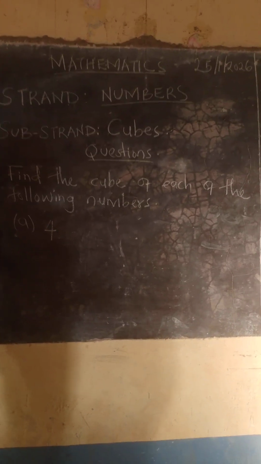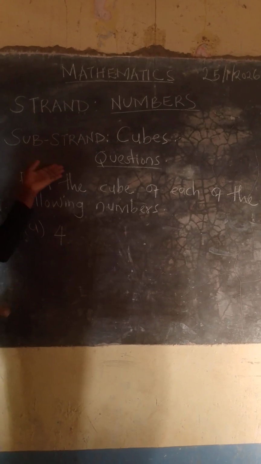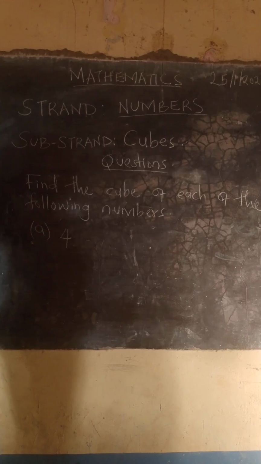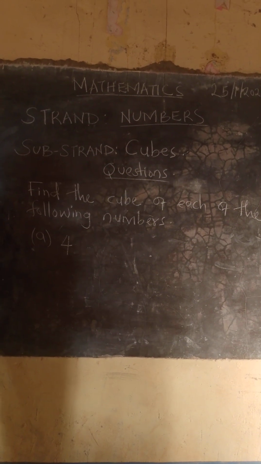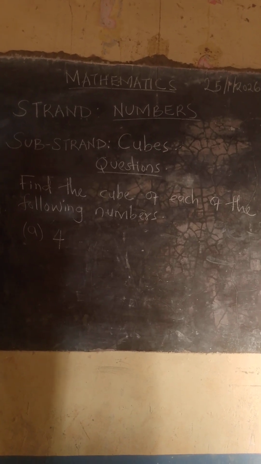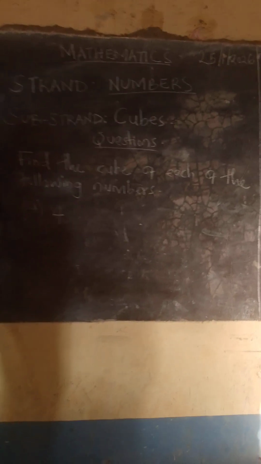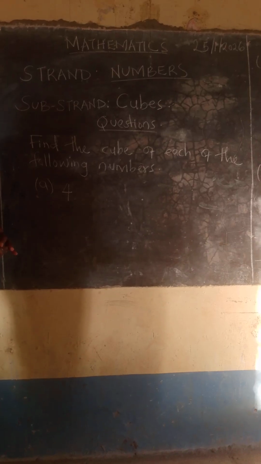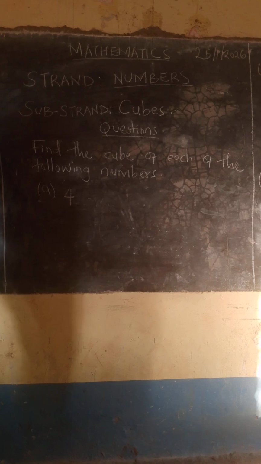So today we are going to learn about numbers and the substrand cubes. Numbers is the first strand in grade 9. Cubes is the second substrand, the second part of numbers. From grade 8, we learned about squares of numbers, whereby we said, what is a square of a number?